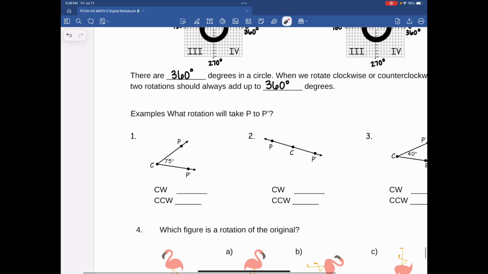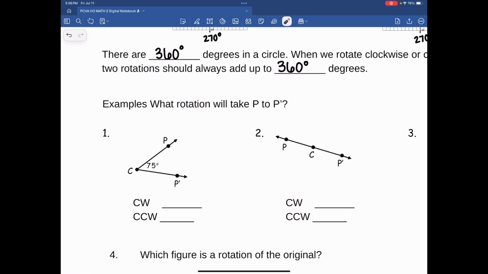So just to kind of clarify, we want to rotate P to P prime. So what they're saying is we want to rotate P here to P prime. So what do we have here? Well, that first rotation, if we're rotating it from P to P prime, the way that I did it in purple, that's going to be clockwise. So if we're going clockwise, that's going to be 75 degrees. How do I know? Because it shows 75 degrees inside that angle.